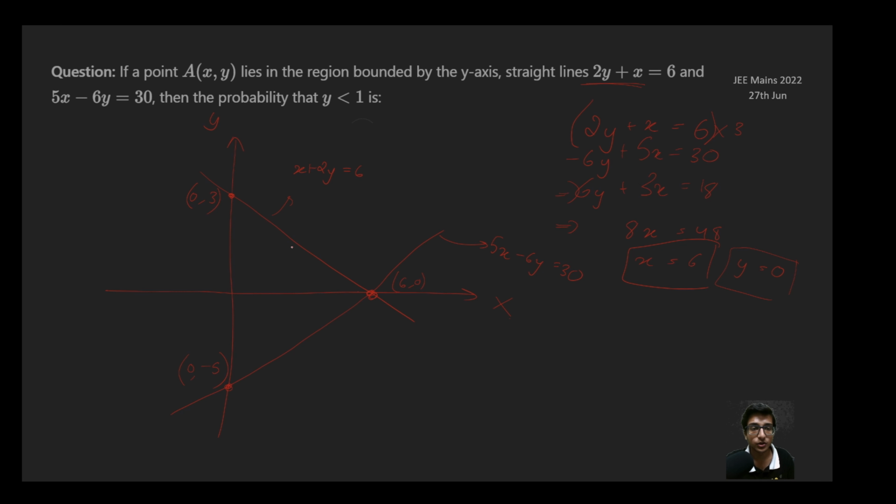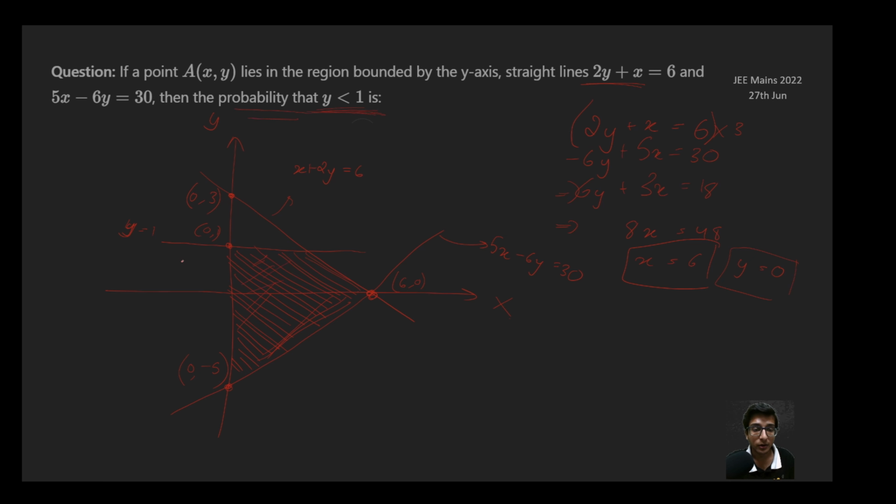Now they've told us that we have to find out the probability of region which is y less than 1. So y less than 1 would be somewhere here. This point here is (0, 1). This line would be y is equals to 1. And they've told us that y is less than 1. That means we are talking about this portion. It is bounded by all these lines and it is less than 1. That means this is the portion that we are talking about. So we have to find out the probability.